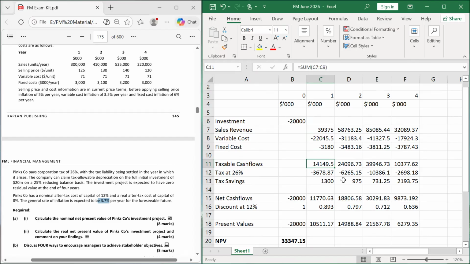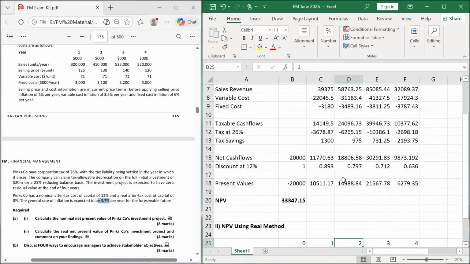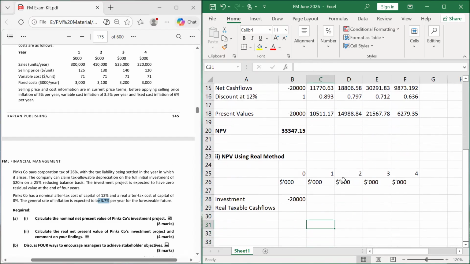So the taxable cash flows were 14,149, 24,096. Now all of these include the impact of inflation. Here I will just exclude the impact of inflation. Now how will you do that? Again, the formula is very simple. For the inflation, I told you the formula was whatever the cash flow is, multiply that with 1 plus inflation rate, power 1, 2, 3, 4 for each year, right?